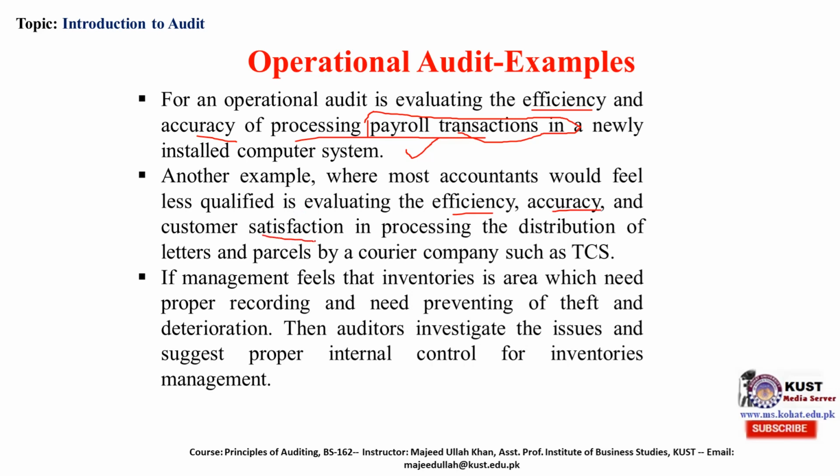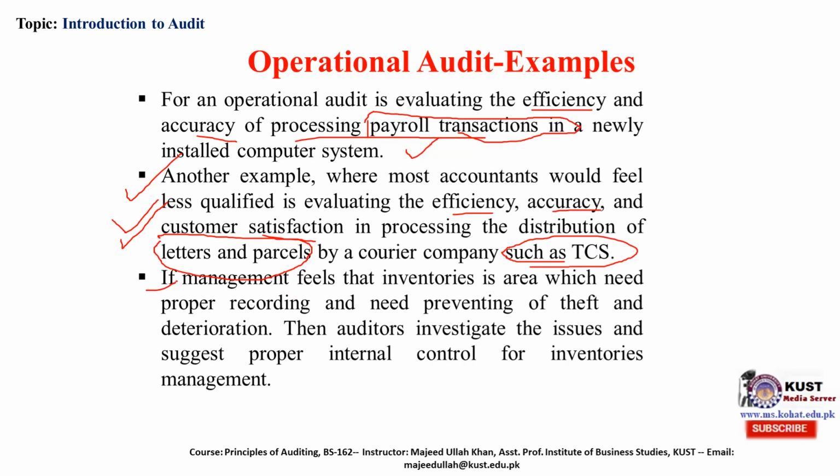Another example, where most accountants would feel less qualified, is evaluating the efficiency, accuracy and customer satisfaction in processing the distribution of letters and parcels by a courier company such as TCS or OCS. The auditor will tell you how to process these letters and parcels so that the customer may receive them on time. He will give you a checklist, or he may develop a proper system or SOPs to dispatch the letters and parcels to the customer.